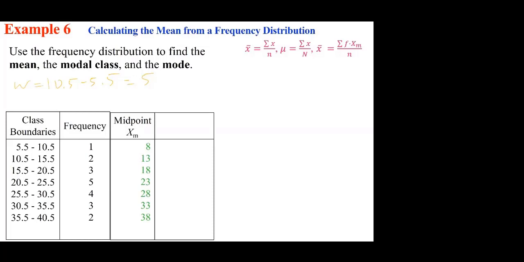Now we are going to multiply column 2 and column 3, to get to column 4. So the first one is 1 times 8, which is 8.